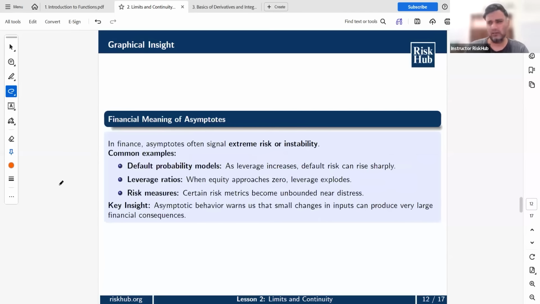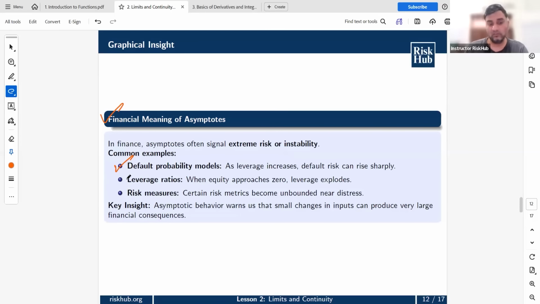Then we go to the financial meaning of asymptotes. Easy slide, guys. When we talk about the financial meaning of asymptote, please understand that in finance, asymptotes signal extreme instability. They warn us that small changes in your inputs can produce huge effects. So where is it used in finance? We have default probability models. When leverage increases, default probability increases very, very sharply. Near your distress level, risk grows rapidly.